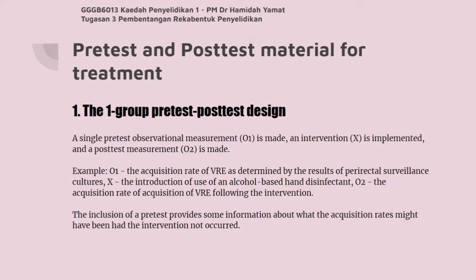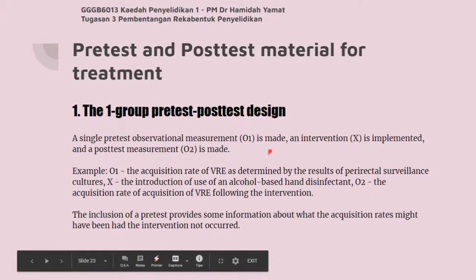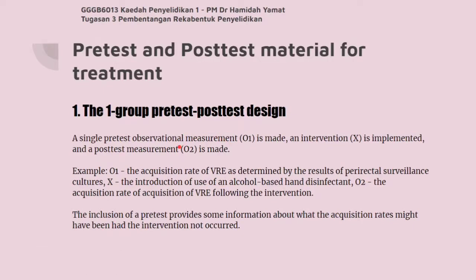In this design, one pre-test is conducted, then an intervention is implemented, and then the post-test is carried out to obtain the result. So O1 pre-test, X intervention, O2 post-test. An example from the sample: O1 is the acquisition rate of VRE as determined by the results of perirectal surveillance culture. X is the intervention, the introduction of the use of alcohol-based disinfectant, and O2 is the acquisition rate of VRE after the intervention.